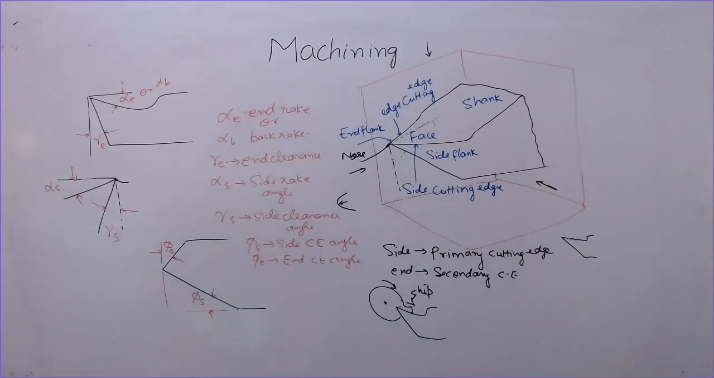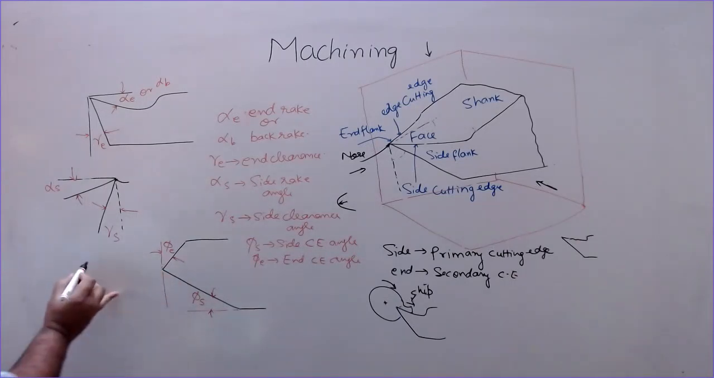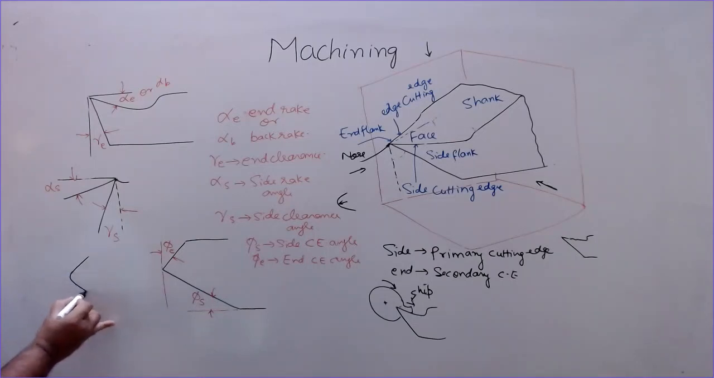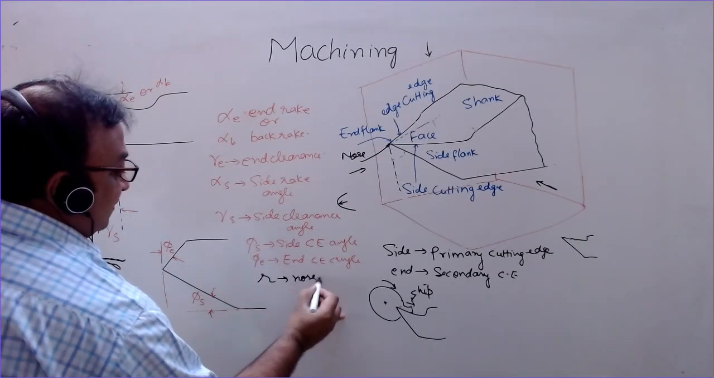So these are the elements, and then we have the tool nose radius. As I told you, this part of the tool is provided a slight radius in place of a sharp nose or a single point. Actually we have this type of nose. So this radius R is known as the tool nose radius. So R is the nose radius.